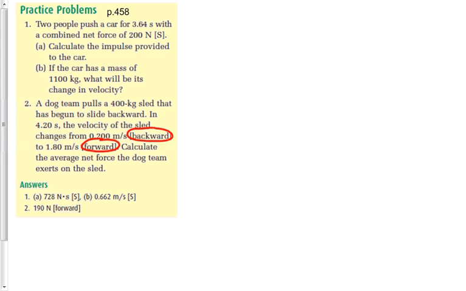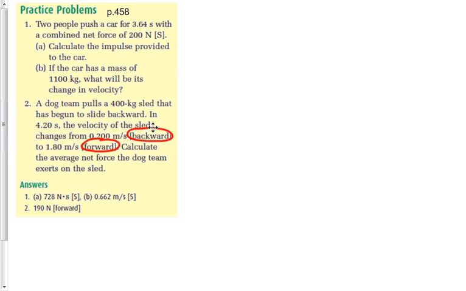Calculate the average net force that the dog team exerts on the sled. What kind of a problem is this? Forget about the givens. What kind of a problem is this? Yes, and why do you say that? Yep, there's a force and there's a time in the same question. It doesn't matter whether we have both of those variables or whether we're looking for one of them. If there's a force and a time in the question, we're going to go to impulse every time.